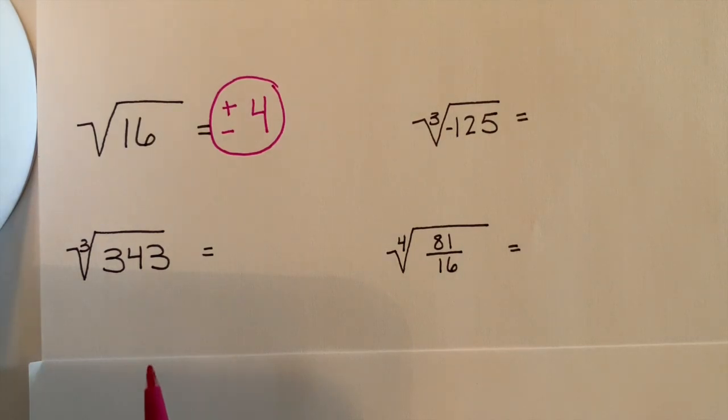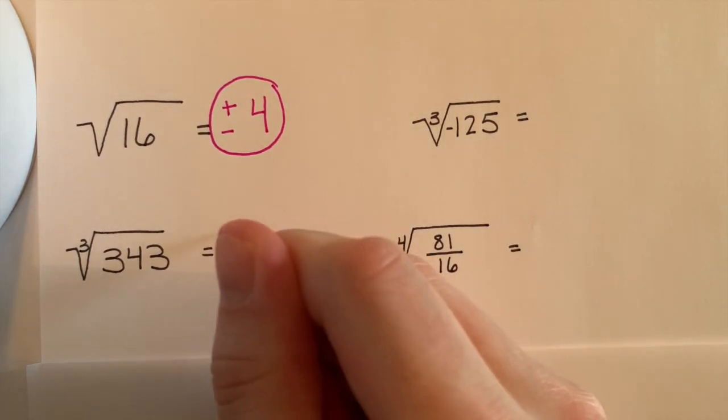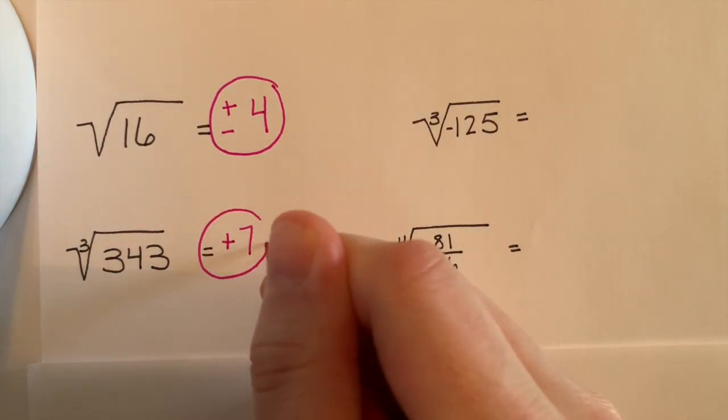Next, we're going to go right below it. We have the cube root of 343. As you'll see, we have an odd index, but again, we have a positive radicand. This means that we will get 1 real solution and it's going to be positive. If you take a moment to put this into your calculator, you are going to realize that you get positive 7 as your final answer.